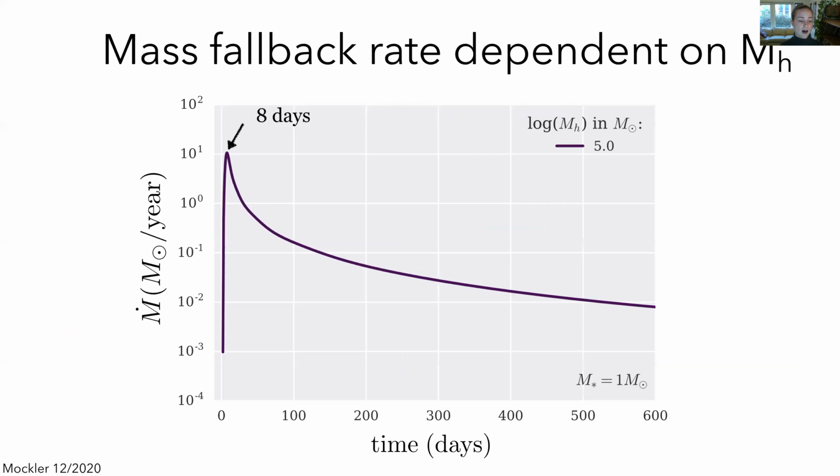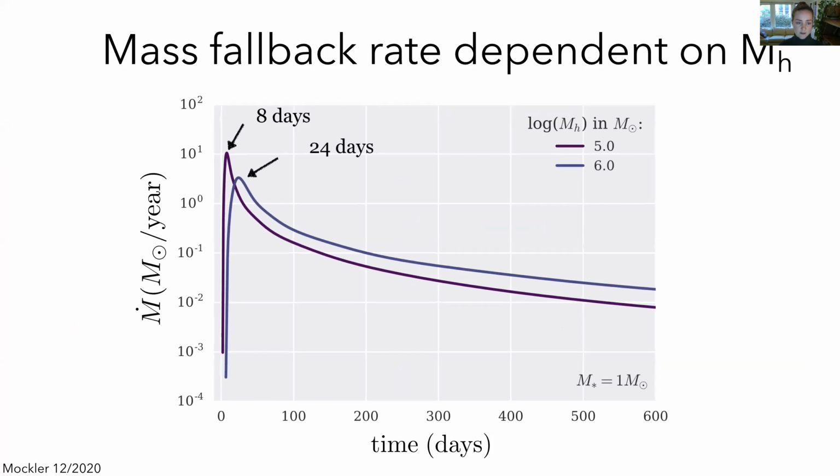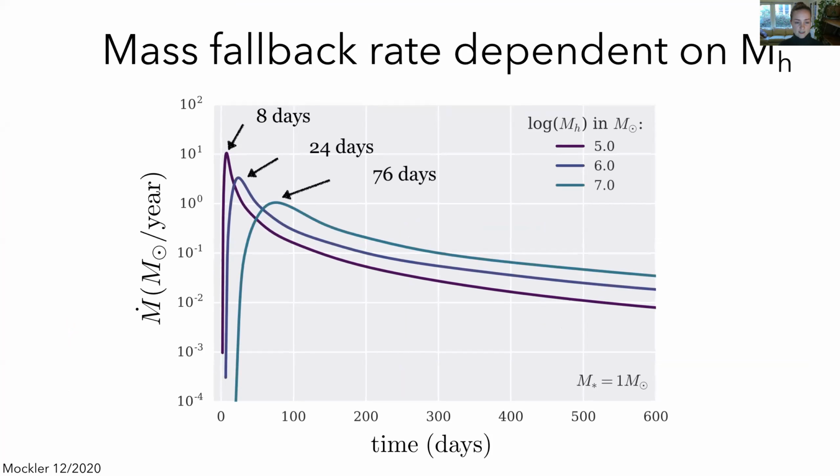So here's a plot that's going to show how the mass fallback rate depends on the black hole mass. And so we're going to increase the black hole mass. This is the disruption of a 1 solar mass star by 10 to the 5 solar mass black hole, 10 to the 6 solar mass black hole, 10 to the 7, and 10 to the 8. And so you can clearly see that the mass fallback rate lengthens with time. It's basically getting spread out over a longer period of time.